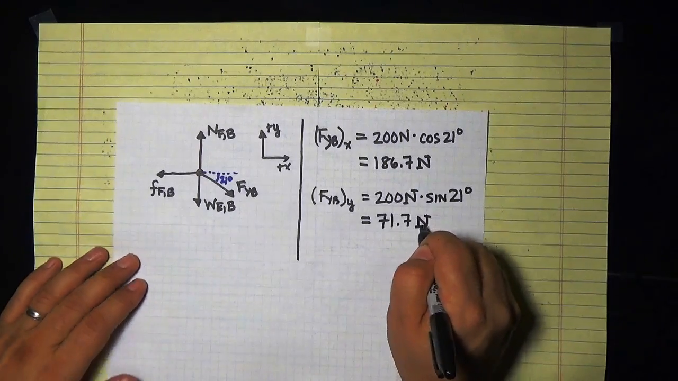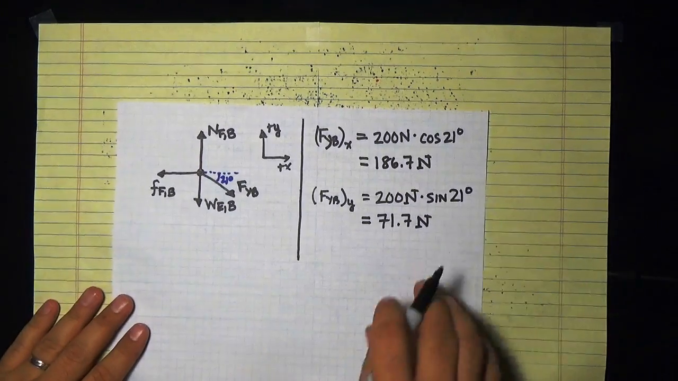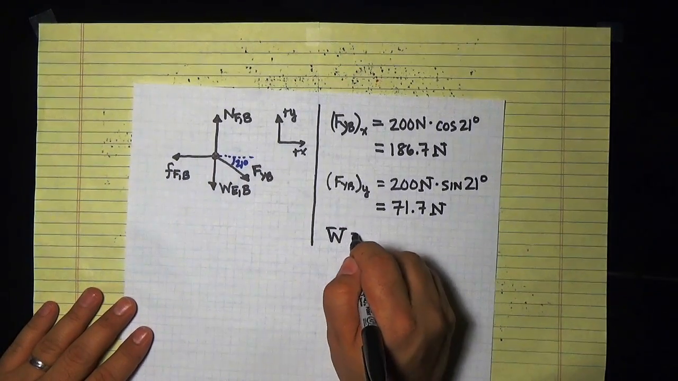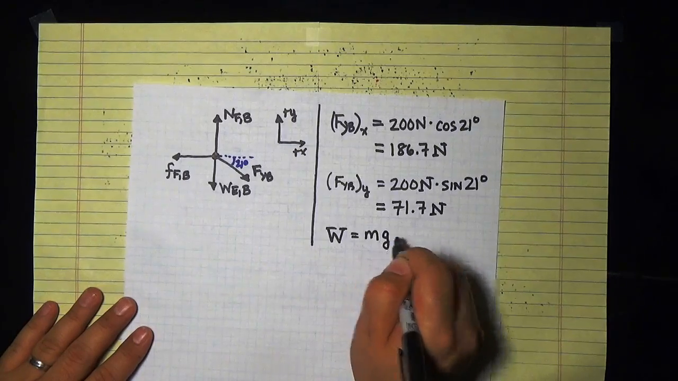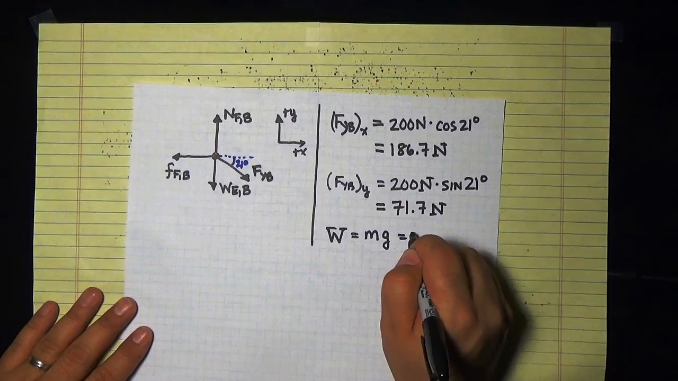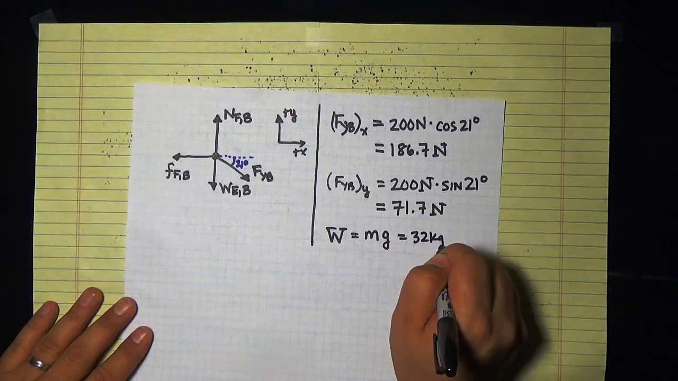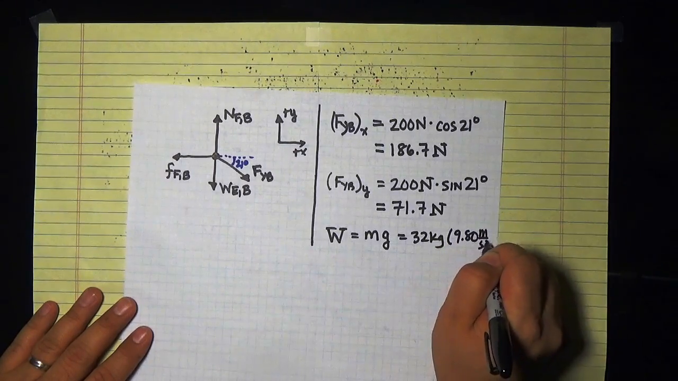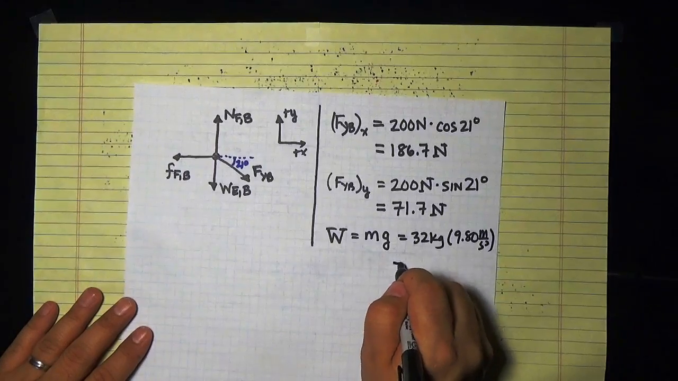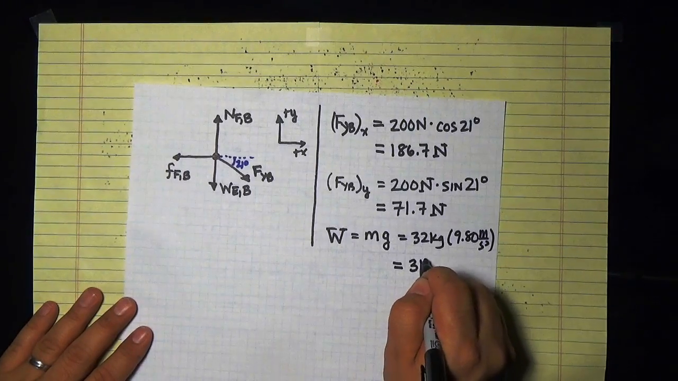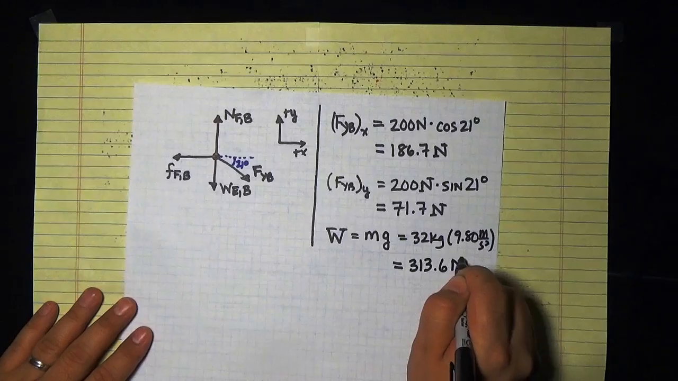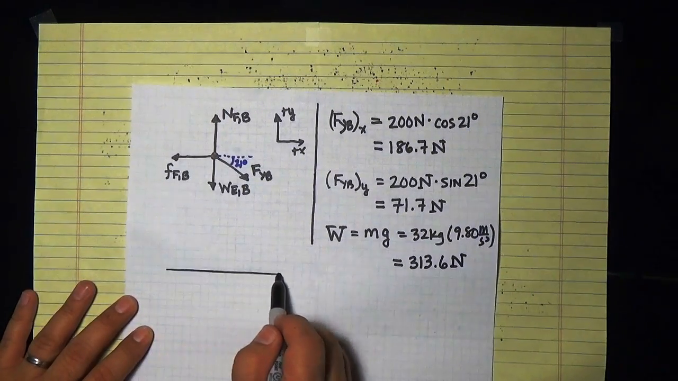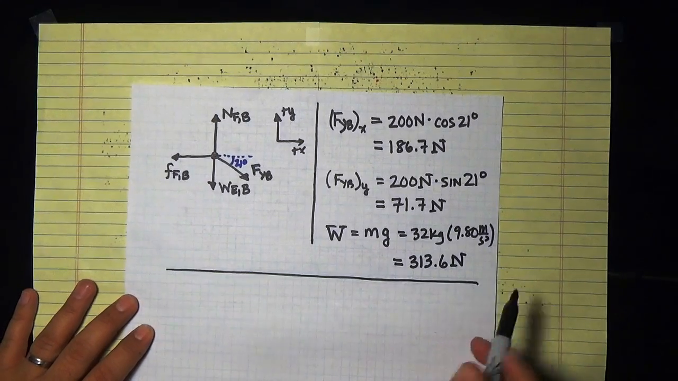71.7 newtons. And then because I'm going to numerically need it, I know that the weight, in this case, is the mass times the acceleration due to gravity. That's 32 kilograms times 9.80 meters per second squared. And if I work that out, that's 313.6 newtons. Okay, so I think that's everything that I'm going to need to solve this problem.